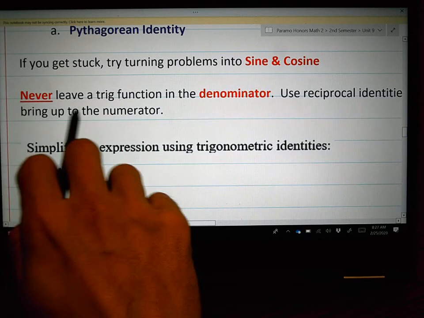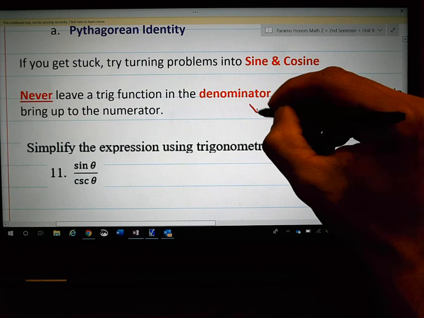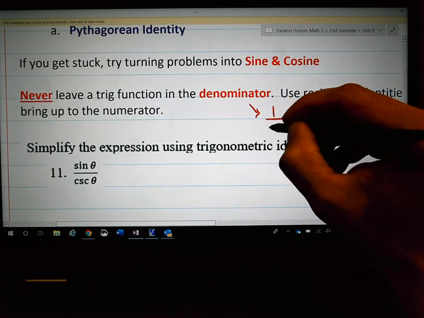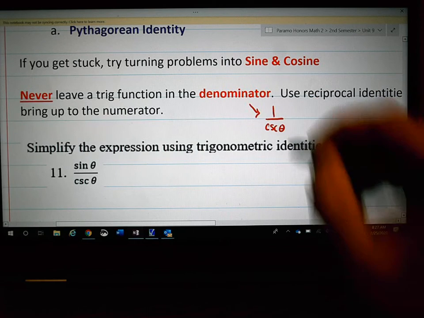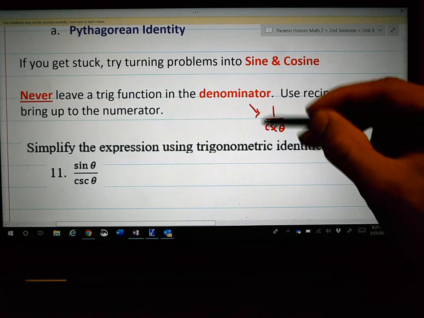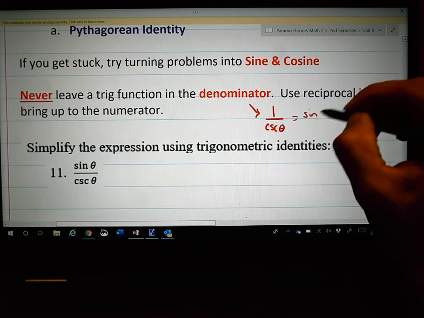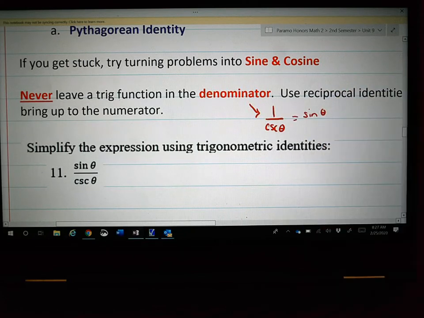Never leave a trig function in the denominator. For example, if you get to a point where you have 1 divided by cosecant of theta, well, that can be simplified. You could use a reciprocal identity to make it more simplified. This will be not a full credit answer. The full credit answer would be when you move it up using its reciprocal identity.